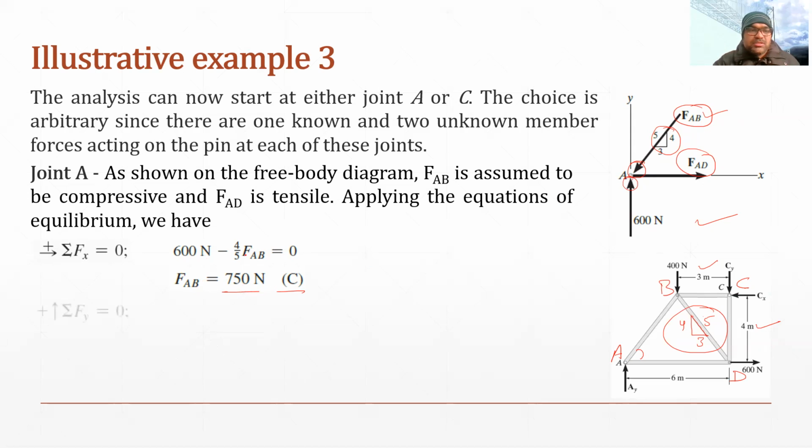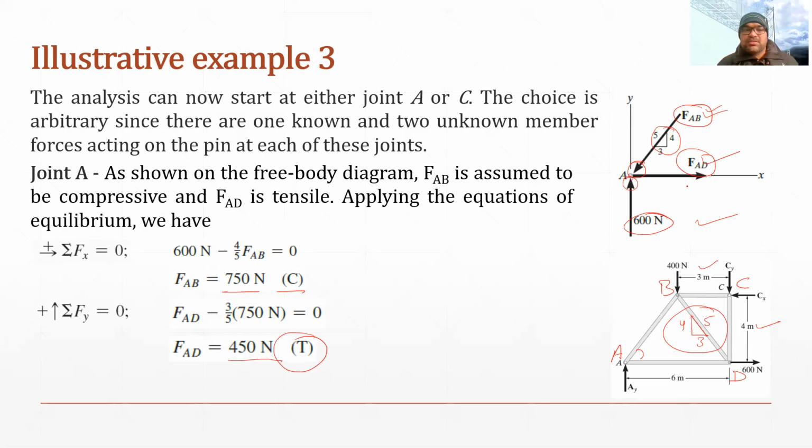Then we will use the second equation, which is summation of Fy equals 0. So the vertical component of FAB will be negative and this value is positive. With this we can find the value of FAD, which is 450 Newton, and it will be in tension. So the sense that we have assumed in this joint is correct. It is tension because the value is positive.